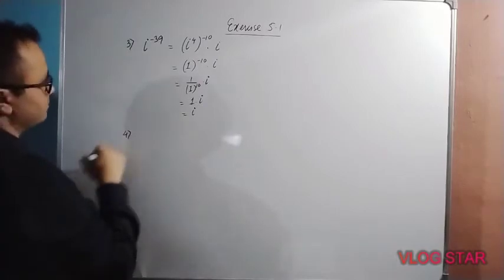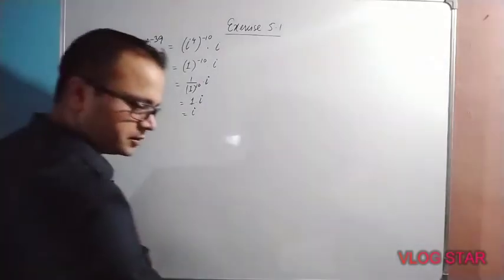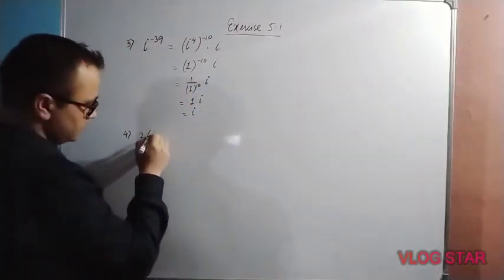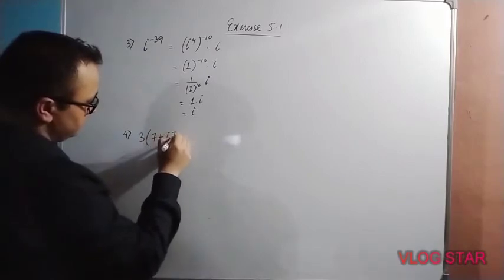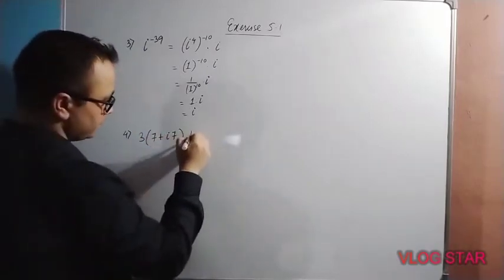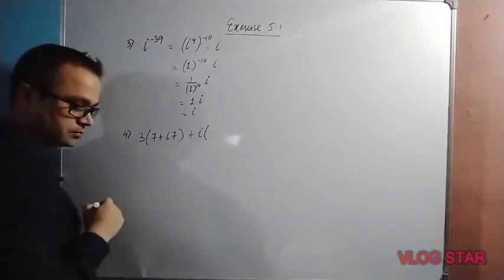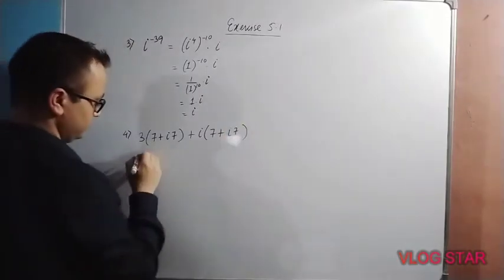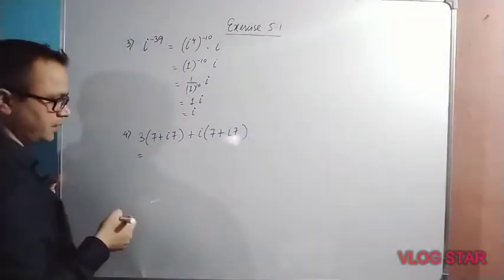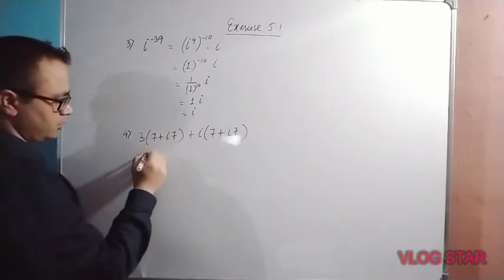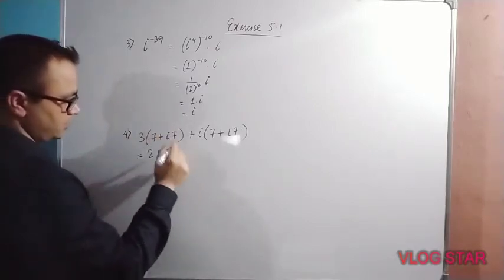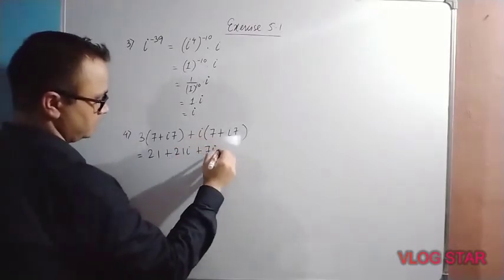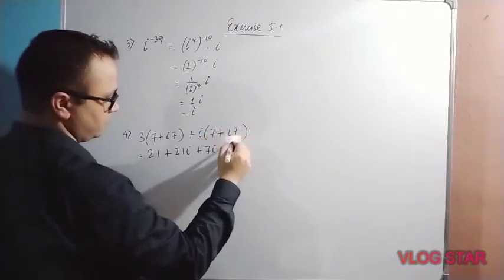Number 4 is 3 bracket 7 plus i7, i bracket 7 plus i7. So this equals, now simply we have to multiply. 3 into 7 is 21, plus 3 into 7i is 21i, plus i into 7 is 7i, plus i into 7i is 7i square.